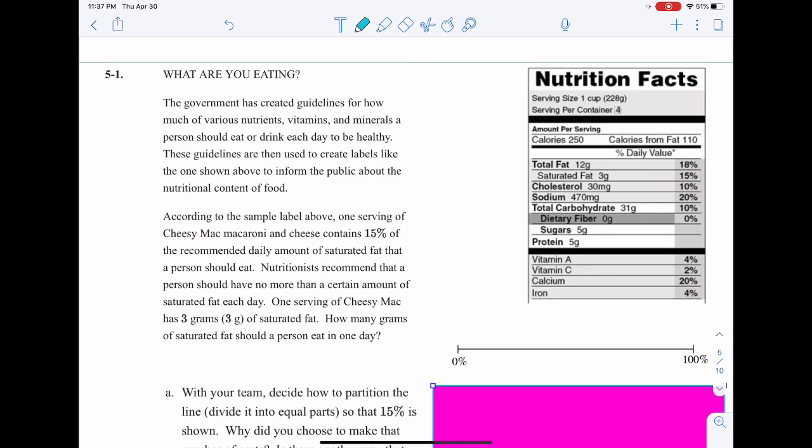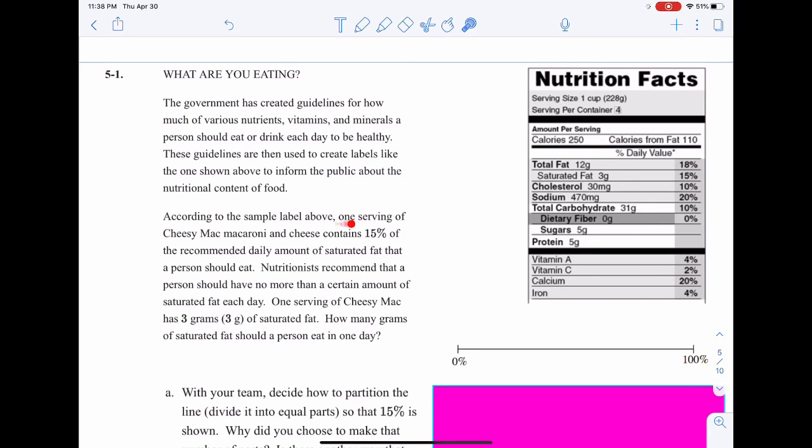Today we're going to be learning about how to use percentages and ratios to figure out daily servings of food. So, let's go ahead and read this. It says the government has created guidelines for how much various nutrients, vitamins, and minerals a person should eat or drink each day to be healthy. These guidelines are then used to create labels like the one shown above to inform the public about the nutritional content of the food. So these are the nutritional labels that they're talking about.